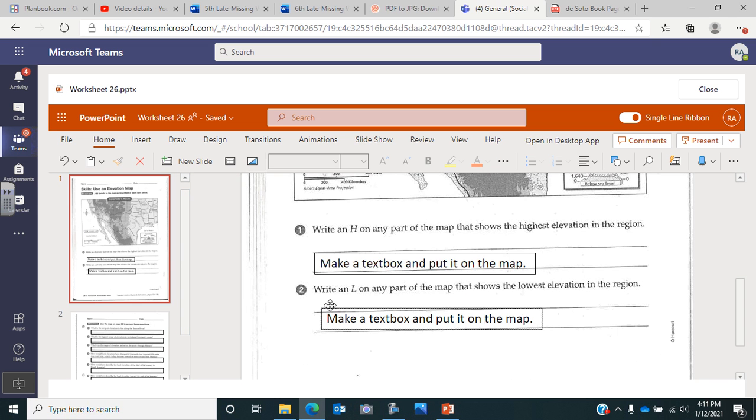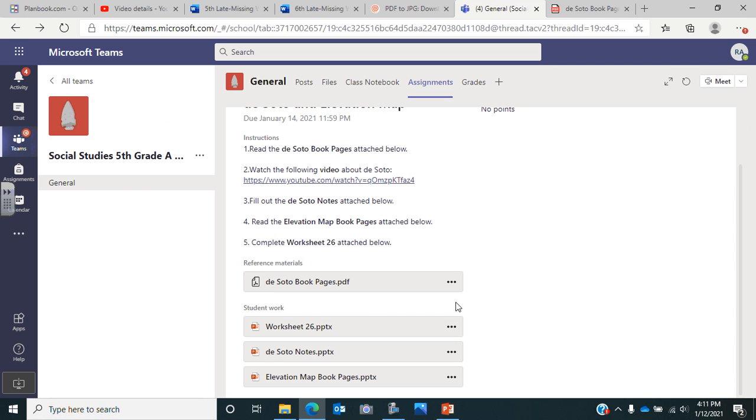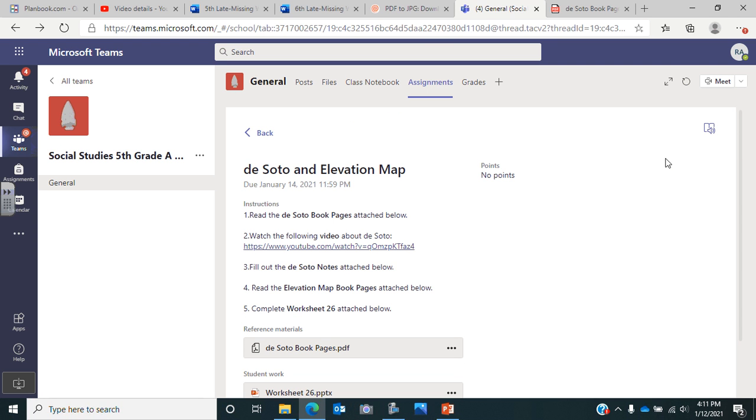If you have any questions, definitely send me an email, send me a chat on Teams, send me a message on Remind. But once you get those all answered, click close. Make sure you have worksheet 26 completely filled out, the notes filled out, and then those 3 questions on the book pages filled out. Once you have that complete, click turn it in, and you'll be good to go.